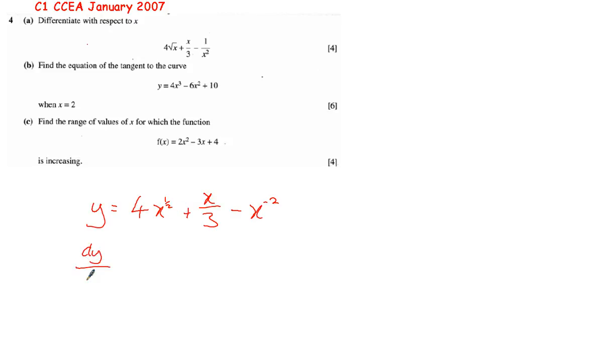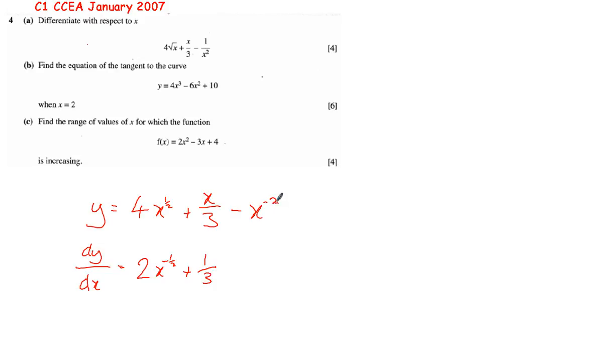So dy by dx is equal to, we'll multiply through by the power, so a half times 4 is 2, and reduce the power by 1, x to the minus a half. Just be careful, a half minus 1 is minus a half. Plus, you should know that when you differentiate an x term, you just get the number that's the coefficient of it, the number in front of it, or the number of x. Well, this is 1/3 x, so when I differentiate, I just get 1/3.